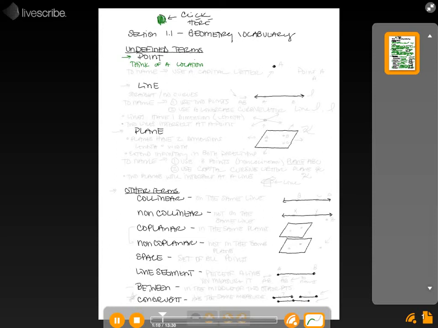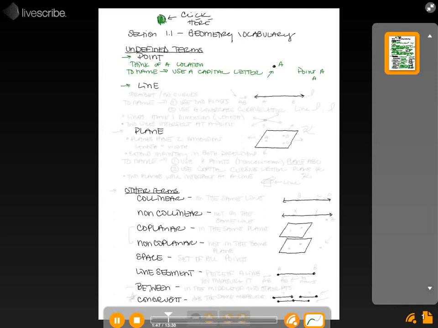Now, to name a point, you use a capital letter. Okay, so here's our point, and let's say we want to name it A. So we would have point A, or just A. And that's how we name a point. Again, you can think of a point as a location, and to name it, we use a capital letter. Capital block letter. Don't use cursive, just a capital letter.